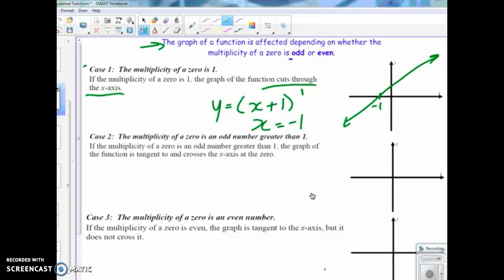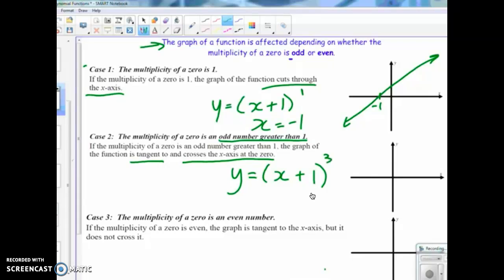Let's move on to the second case here, where the multiplicity of a 0 is odd, but it's greater than 1. If this happens, the graph of the function is tangent to and crosses the x-axis at the 0. So once again, to describe this behavior, let's write out a function with this type of property. We could start with x plus 1 again as our factor. Since our 0 has to have a multiplicity of an odd number that is greater than 1, let's pick 3.